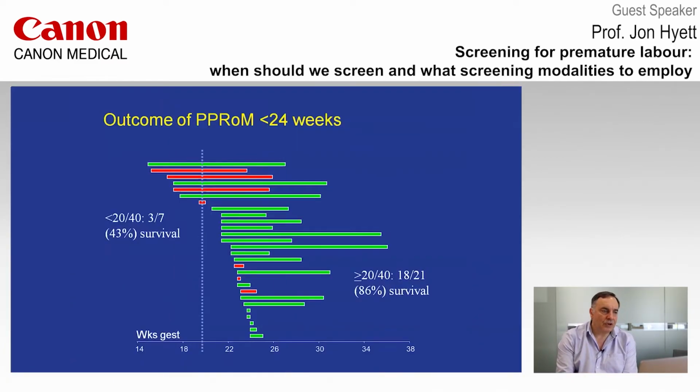But the rationale for doing this is really about the fact that if we could just delay PROM by a few weeks, we could potentially make significant differences to outcomes of pregnancies. You can see if you have PROM before 20 weeks, you're much more likely to lose your baby than if you have PROM after that period of time.